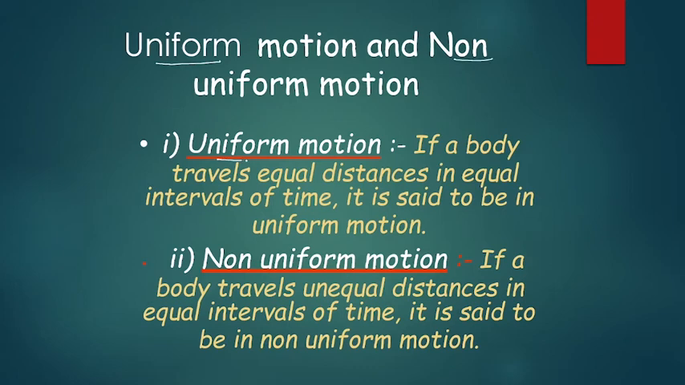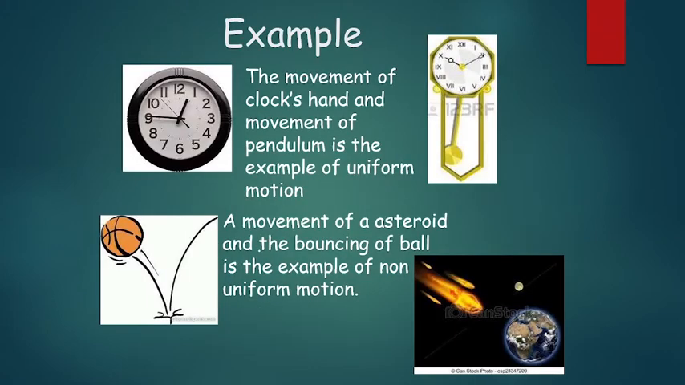Now let us see what is uniform motion. Uniform motion is if a body travels equal distances in equal intervals of time, then it is called uniform motion. And if a body travels unequal distances in equal intervals of time, then it is said to be non-uniform motion. Now let us understand better with examples.